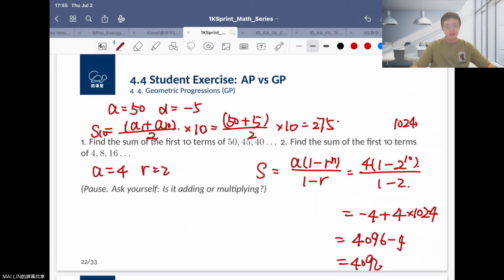Okay, so that is the student exercise. I hope you can understand how to calculate it and how to use the formula. Every time, the very important thing is to find the first term and the ratio or the common difference. They are very important.